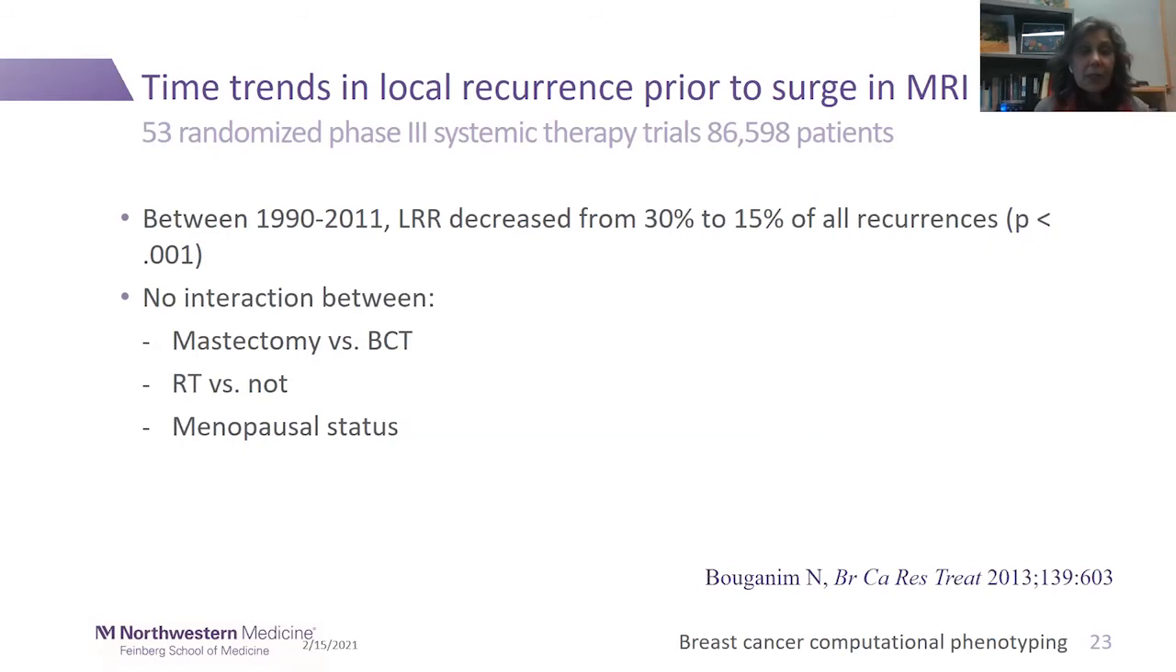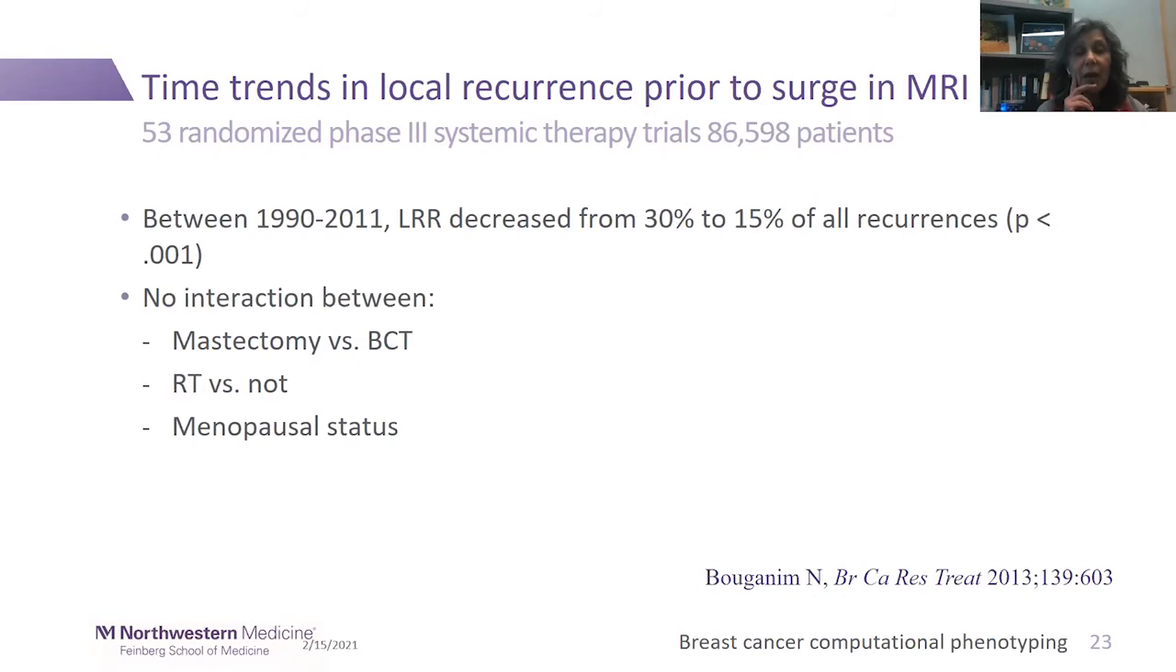So the time trends in local recurrence, when we look at them even prior to the surge in MRI use, are also very interesting to look at. This is an analysis of 53 randomized phase 3 trials of systemic therapy, so the meta-analysis yielded almost 100,000 patients. And between 1990 and 2011, so over about 2 decades, the local regional recurrence rate decreased from 30% to 15% of all recurrences in breast cancer patients. So there is a very definite downward trend in the occurrence of local regional recurrence.